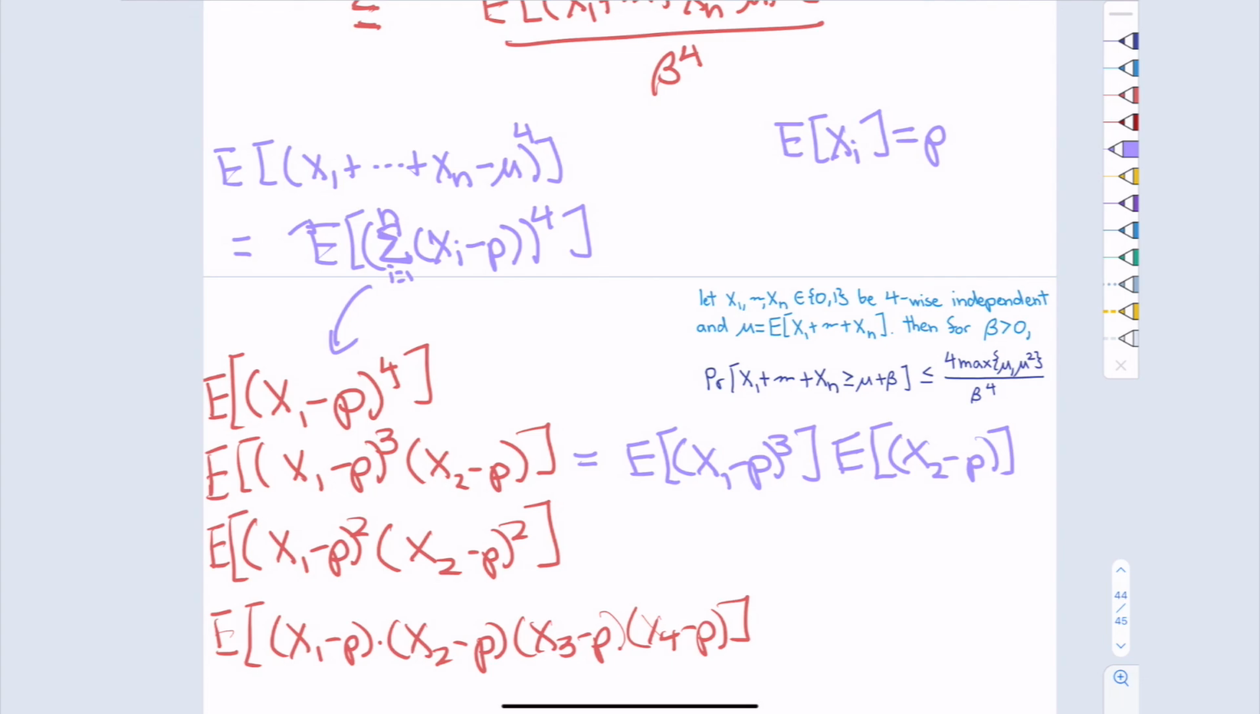They don't contribute anything, so that's great for us. Likewise down here, I would break this up. I get the expectation of x1 minus p, the expectation of x2 minus p. Those are all 0, because you can start breaking things up and things start zeroing out. You're only left with this term and that term, and then you add it up and you get that smaller numerator.